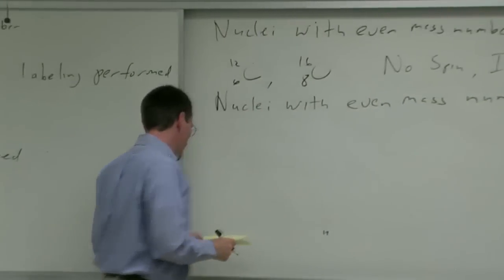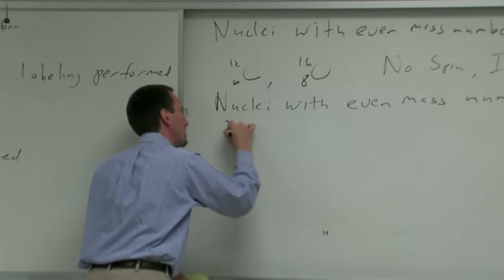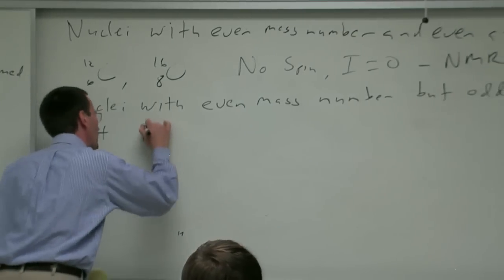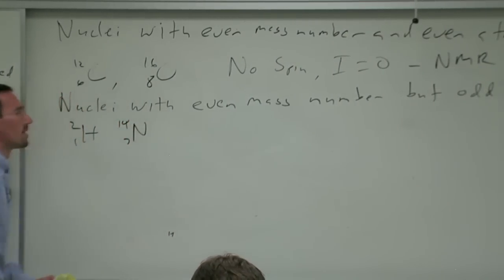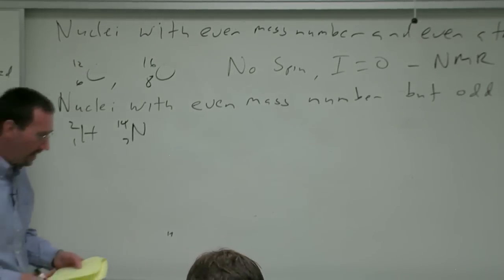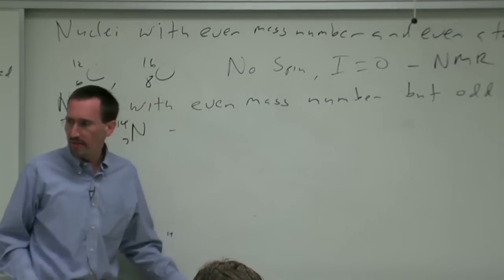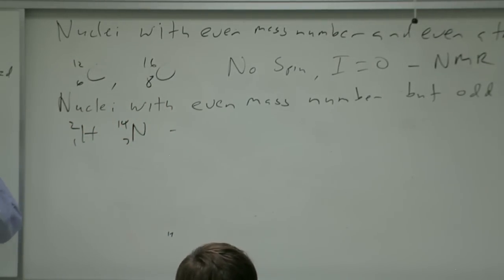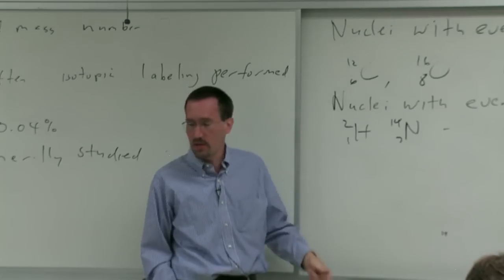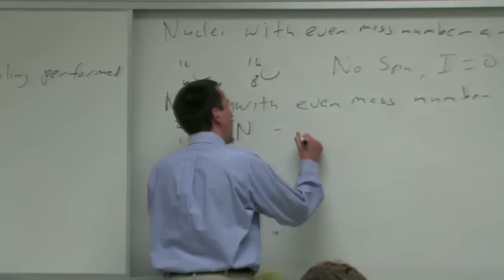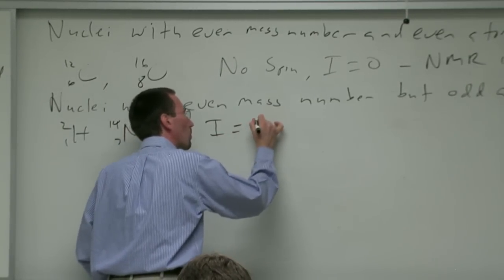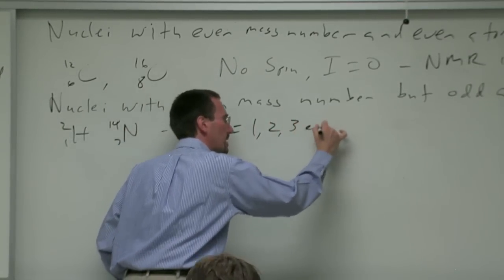So that would include nuclei like deuterium, nuclei like N14. I guess that would be the common ones we'd encounter in organic compounds. These all have a nuclear quadrupole. Remember, a quadrupole is anything that doesn't have a dipole, i.e. just spin up, spin down, i.e. I equals 1/2. So these all have a nuclear quadrupole and a spin number I equals 1, 2, 3, etc.